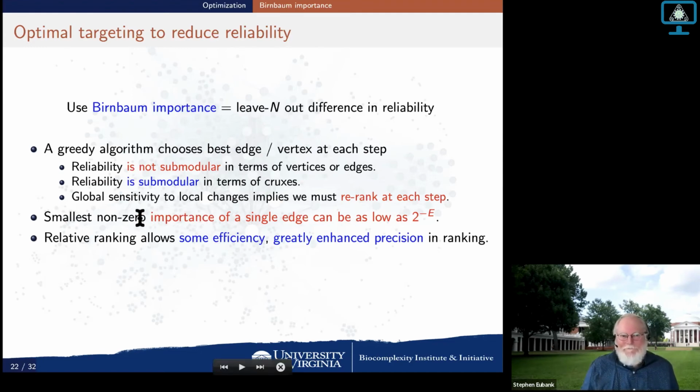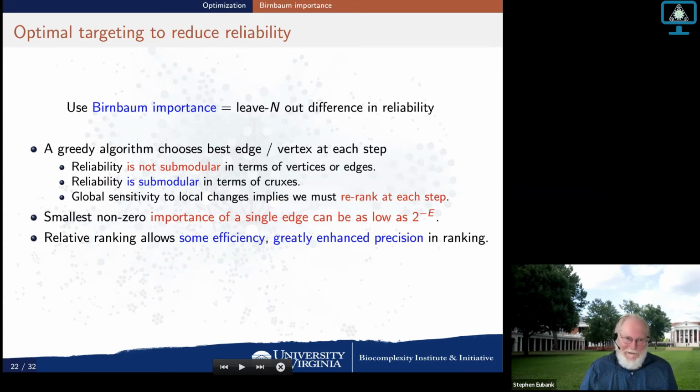Also, as I mentioned before, the smallest non-zero importance of an edge, the smallest thing that can happen besides nothing when you remove a single edge, is really, really small. And the way that we're doing the ranking allows both some efficiency in computing the Birnbaum importance, but importantly, it allows you a greatly enhanced precision. So I can identify extremely small differences due to removing a single element.